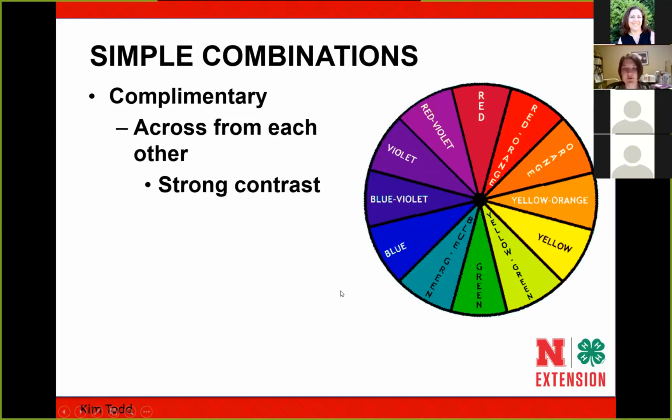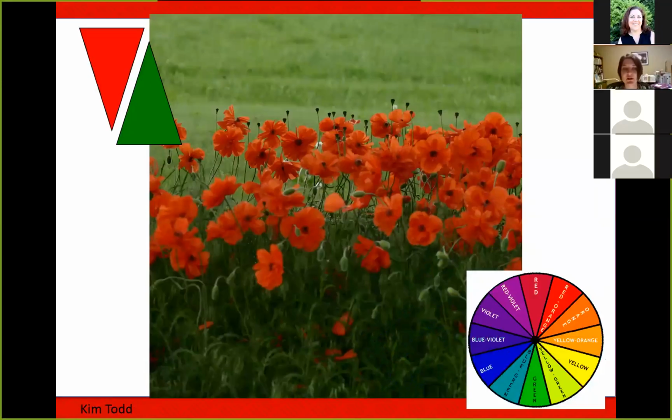So complementary colors are across from each other on the color wheel. Those have strong contrast. So we take a look at the poppies. We've got the red and the green, across from each other on the color wheel. They demand your attention. They have the most contrast that we can have out in the landscape.